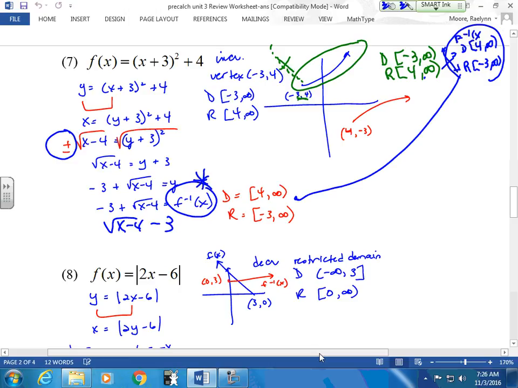I'm going to the right 4, I'm going down 3. I'm going to the right 4, down 3. Another way to do it is always take that vertex point and right away interchange it. And you'll see your reflection. Remember, I need sketches on this. Sketches. Everybody good with that? I think you have a harder time on the absolute values.